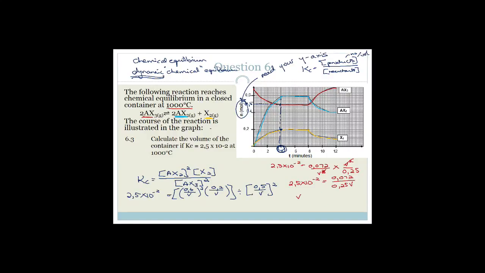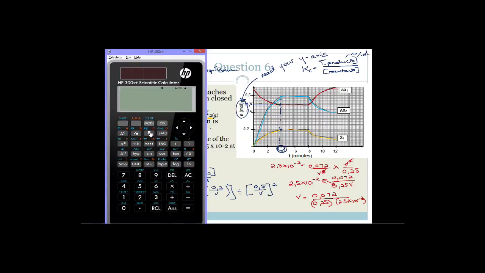And then you have to rearrange things. So V is equal to, and we're just cross multiplying really, 0.072 all divided by 0.25 multiplied by 2.5 times 10 to the negative 2. Let's put that in our calculators. Fraction, 0.072 over bracket 0.25, close bracket, open bracket, 2.5, exponent, negative 2, close bracket, equals, and we get this horrible number which is useless to us in science, so it becomes 11.52.